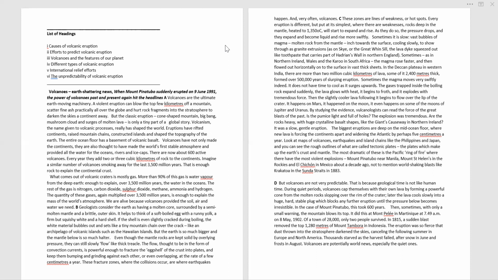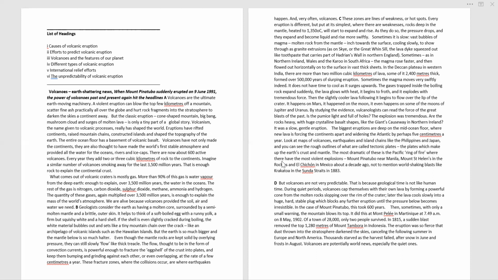Ma'am, can we say different types of volcanic eruption for A? For the first paragraph, it says, okay, so basically, volcanoes are the ultimate earth moving machinery. A violent eruption can blow the top few kilometers off a mountain, scatter fine ash practically all over the globe, and hurl rock fragments into the stratosphere to darken the skies a continent away. So basically, what they are talking about is volcanoes, what they are and what they can do.